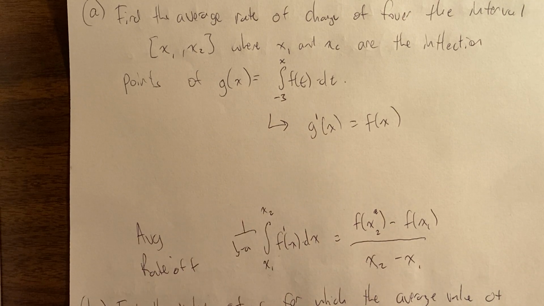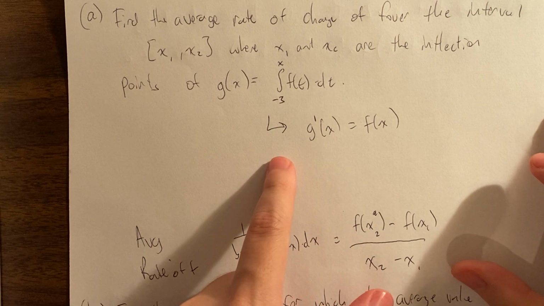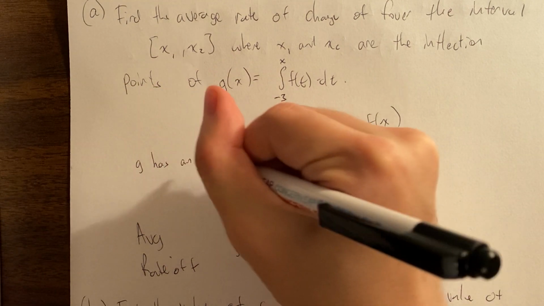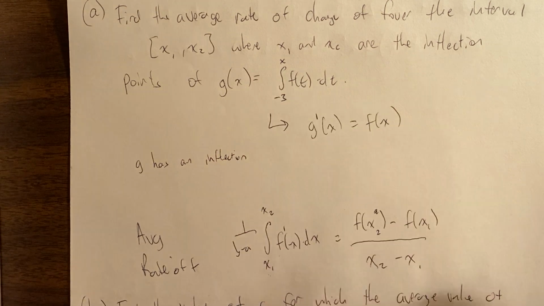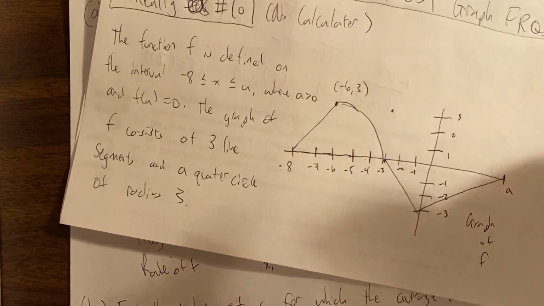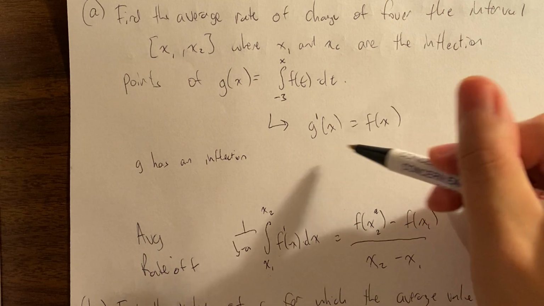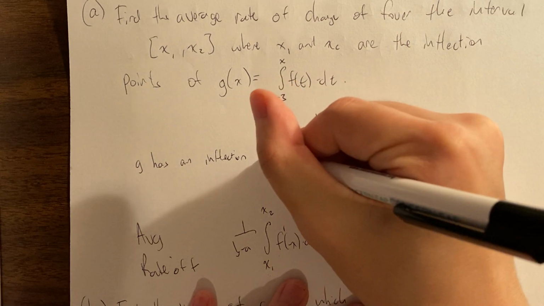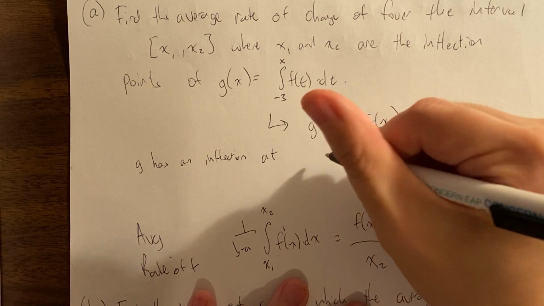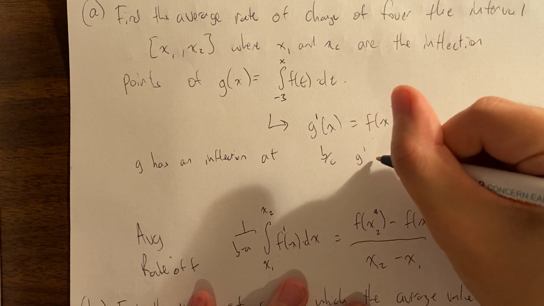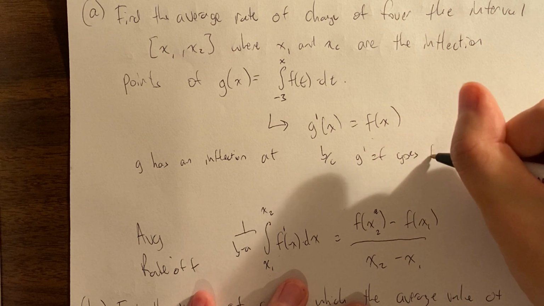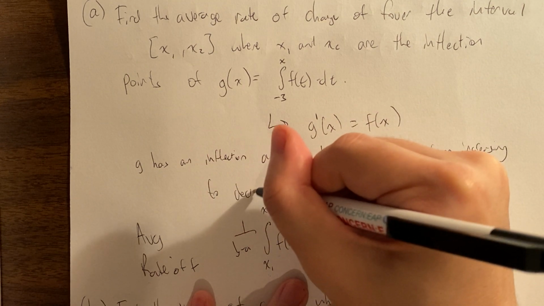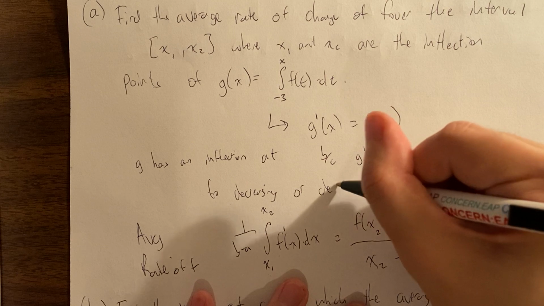Well, for the inflection points on a g graph, I can write the justification before I answer the question like normal. So g has an inflection point. I always want to refer to the graph of whatever it is. In this case, it's f. So I'm going to justify it as g prime equals f goes from increasing to decreasing or decreasing to increasing. So at two numbers, because g prime equals f goes from increasing to decreasing or decreasing to increasing.